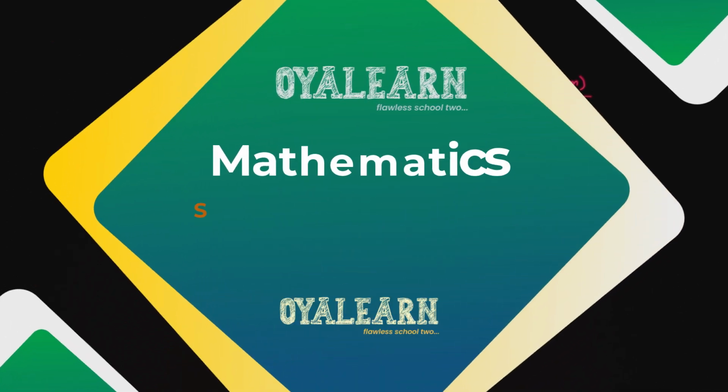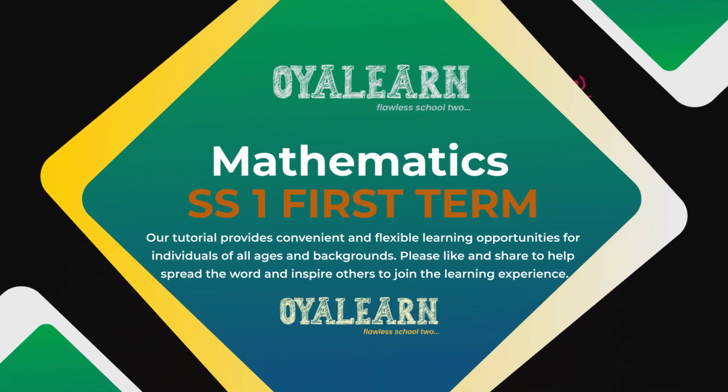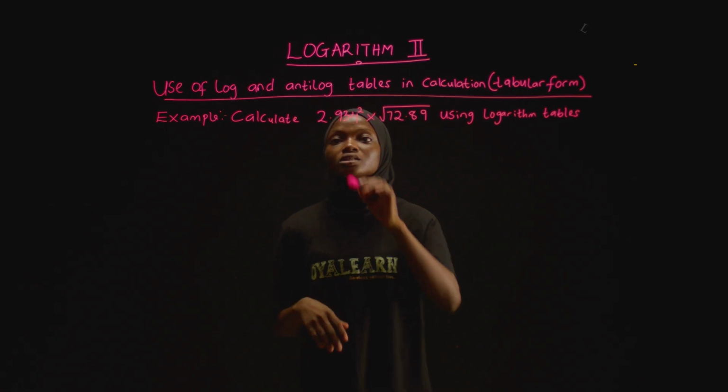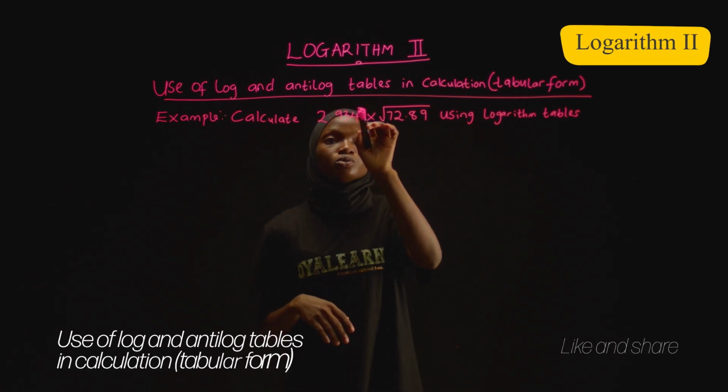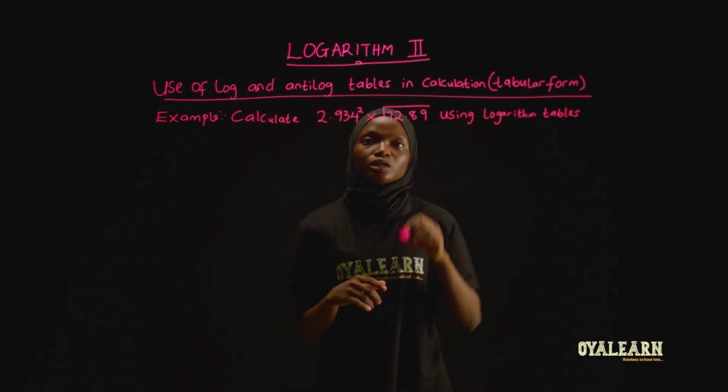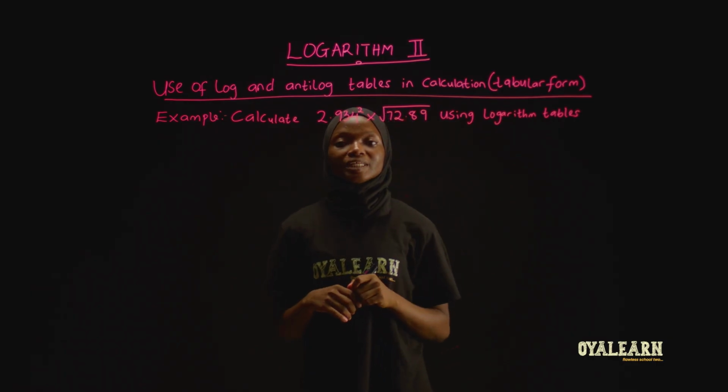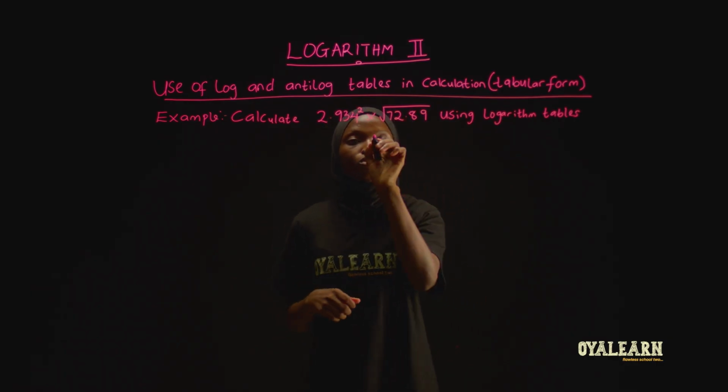Here is an example on how to calculate using a logarithm table. Here we have to calculate 2.934 squared multiplied by the square root of 72.89. Solution.